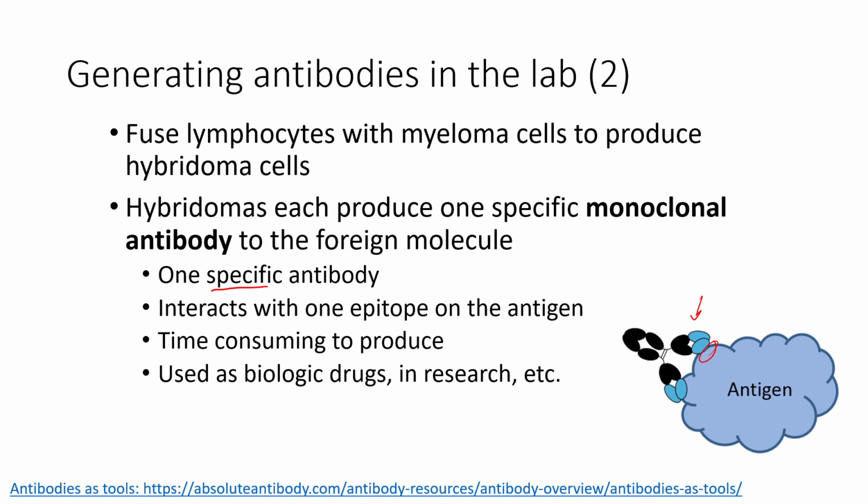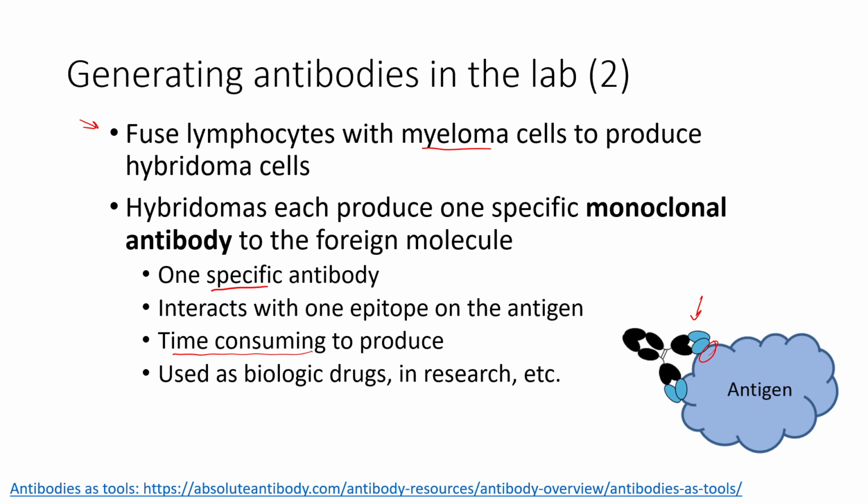The way we do this in the lab is we'll fuse together lymphocytes, specifically usually B cells, with myeloma cells, to produce what we call hybridoma cells. Because they're fused with these myeloma cells, which are cancer cells that want to divide indefinitely, and then you'll fuse them with B cells. Each hybridoma cell has merged with one single B cell, so it's going to divide for a long time, but it's only going to make one type of antibody. As you can imagine, this is a lot more time consuming to produce than our first method, where we just injected an animal with our antigen.